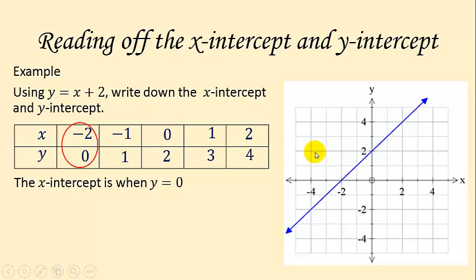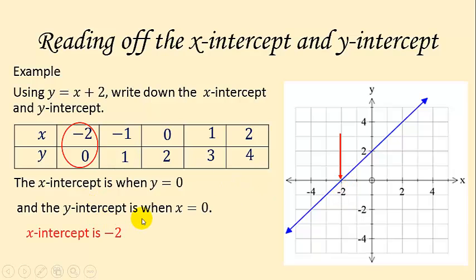Looking on the graph, when y is 0, so looking at the vertical axis, y is 0, so we're at the origin here, and we're going across to minus 2. So the x-intercept is minus 2.